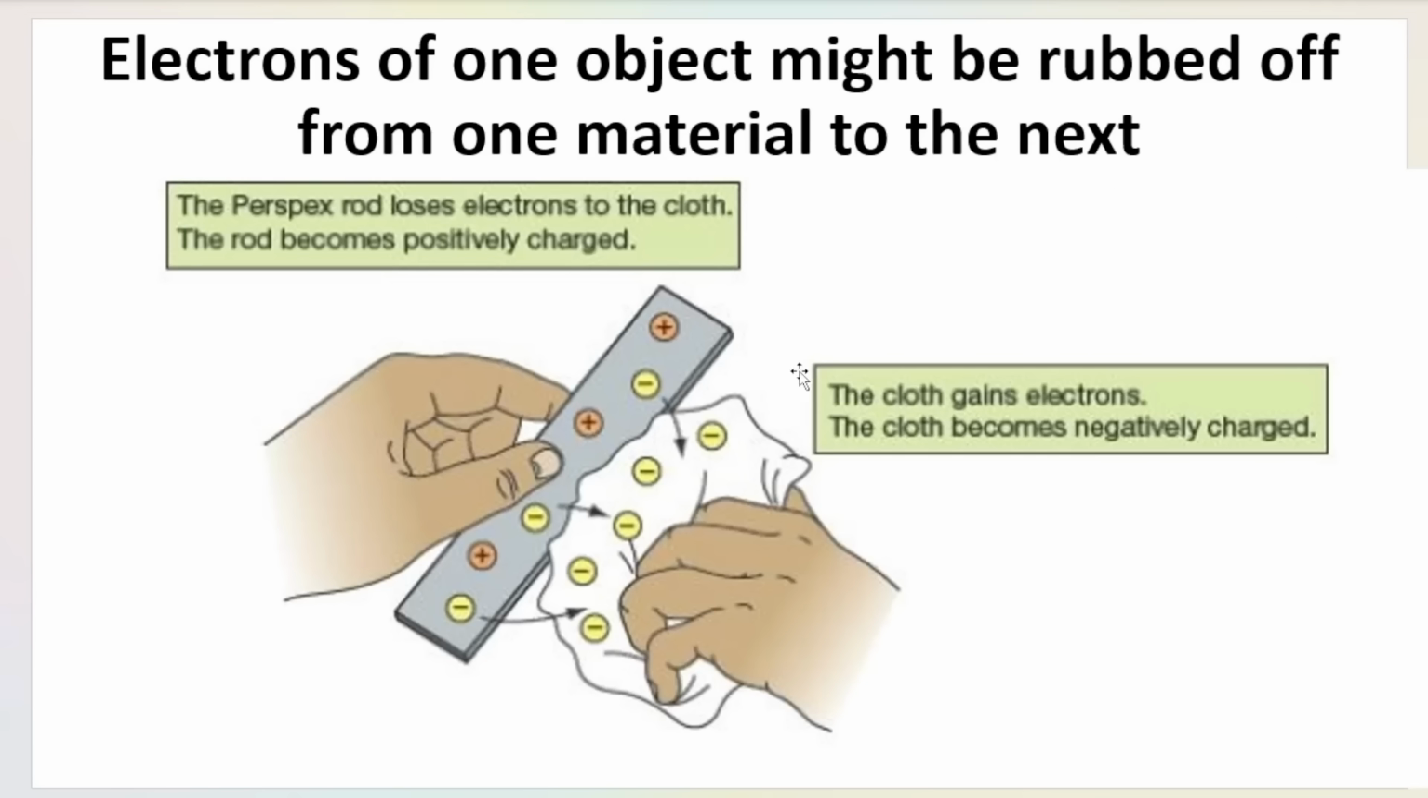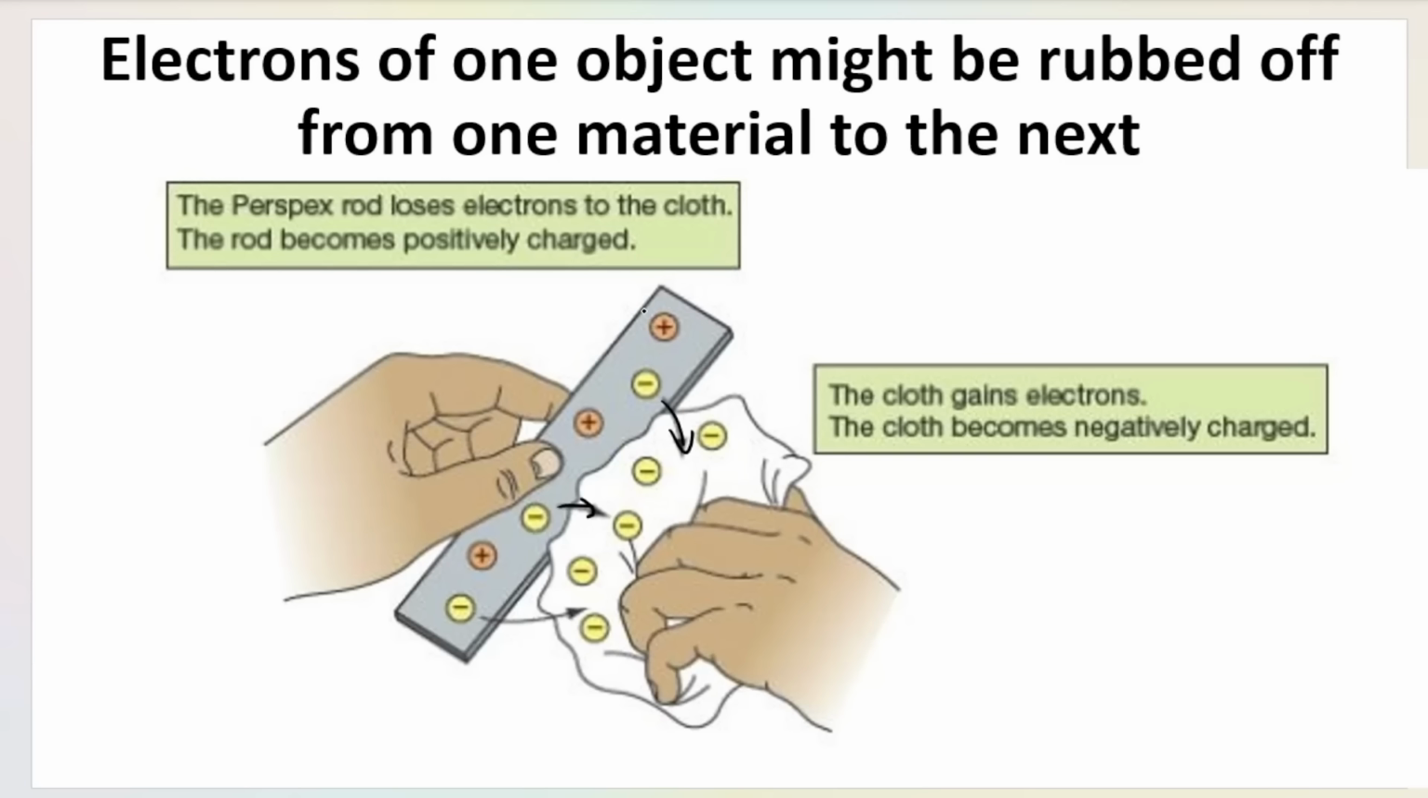Electrons can be rubbed off. So electrons can rub off from one material to the next. In this case, we have a rod rubbing against a cloth. From the arrows in the picture, we can see that the rod is losing electrons. So electrons are being transferred from the rod to the cloth.